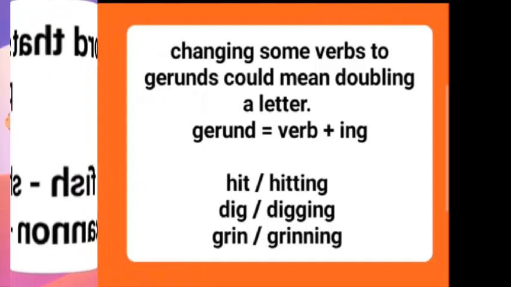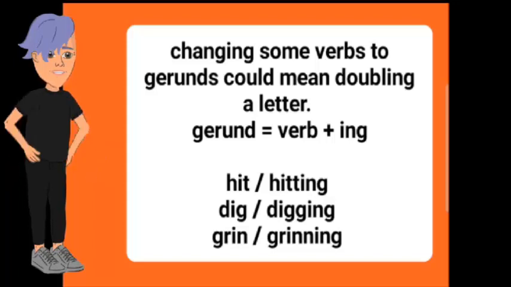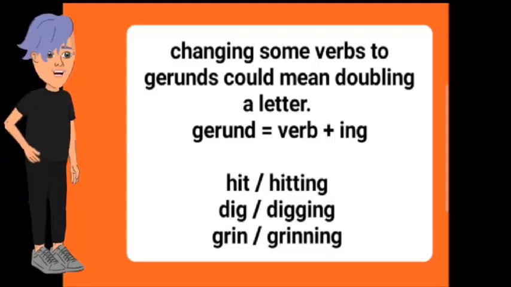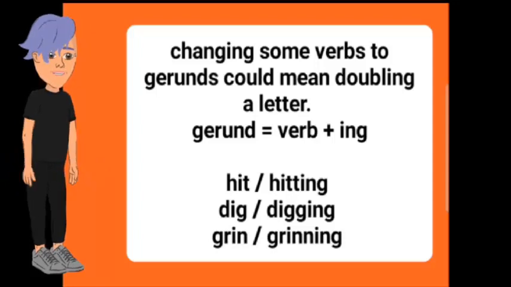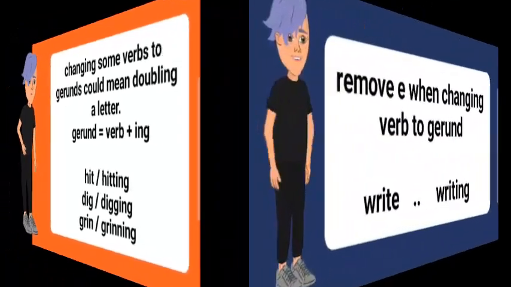Another rule that could help you in your spelling is that when you're changing some verbs, not all verbs, to a gerund by adding -ing, it means doubling the last letter. So hit becomes hitting, double T, and dig becomes digging, double G, and grin becomes grinning, double N. So remember that this rule is useful when you are trying to remember the spelling of certain words.